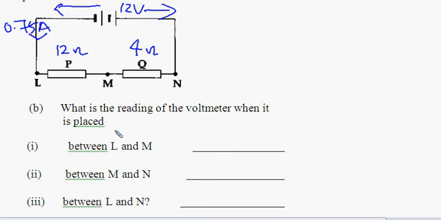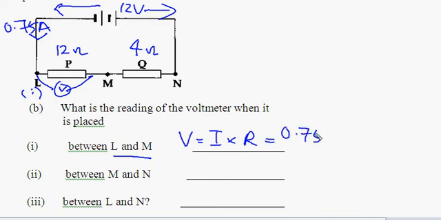So with this information, if I want to find the voltmeter part between L and M, which is part 1, I need to take V is equal to I times R between L and M. The current remains the same at any point, so I just take 0.75 times R. In this case, R is actually 12 ohm.